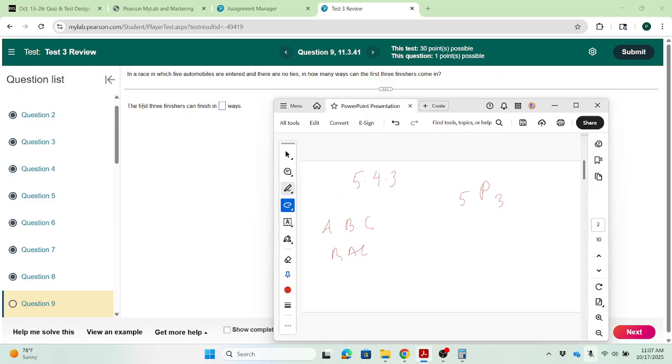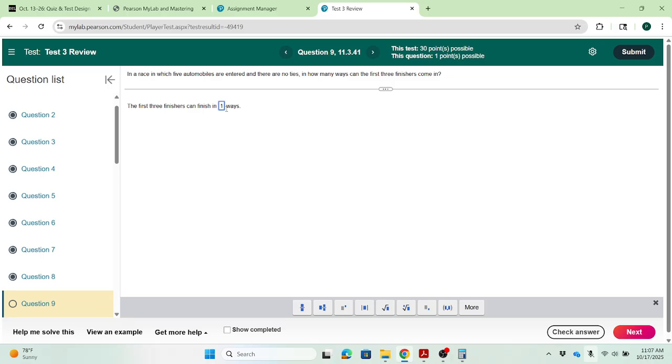Oh, okay, here for the first three finishers, we don't care about who is first, second, or third. So this is a combination problem. If we don't care about the order, then how many ways can the first three finishers come in is a combination problem, so that is 5 factorial divided by 5 minus 3, which is 2 factorial, times 3 factorial, which is 5 times 4 times 3 factorial, and then 5 times 4 divided by 2 is 10. There are only 10 different ways.